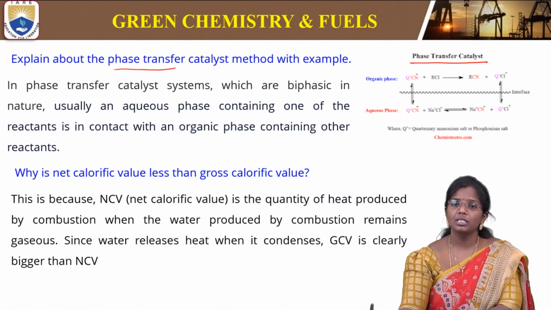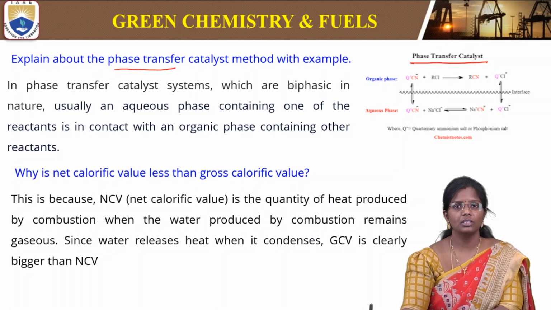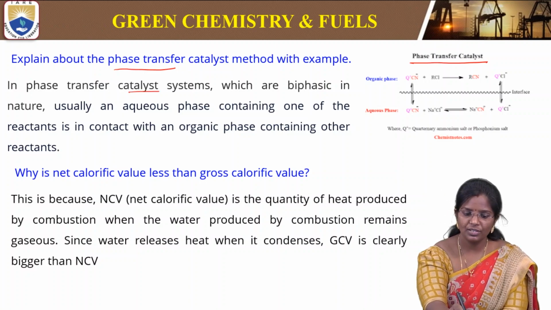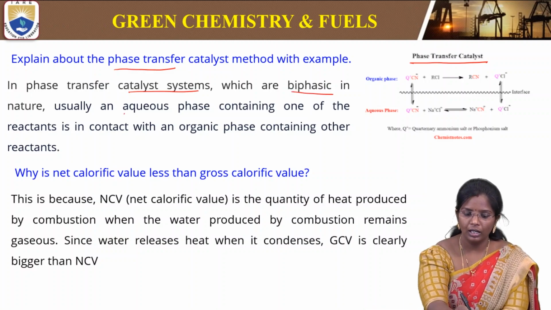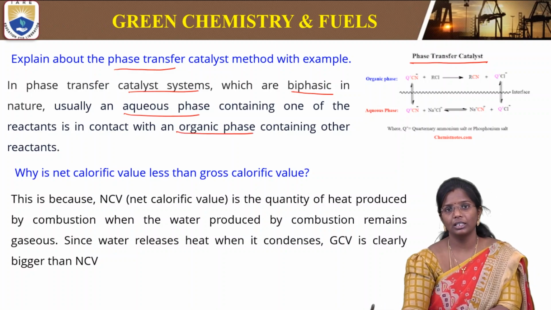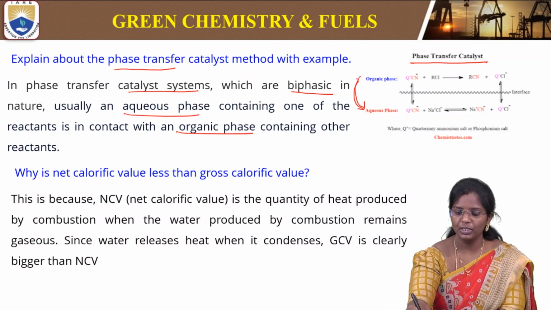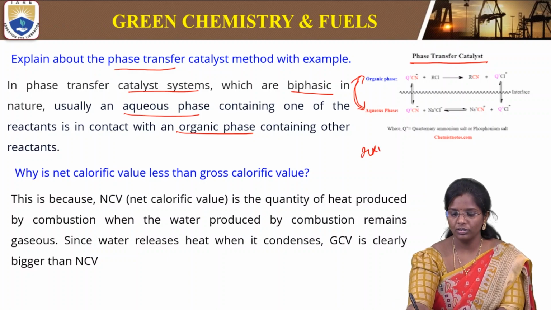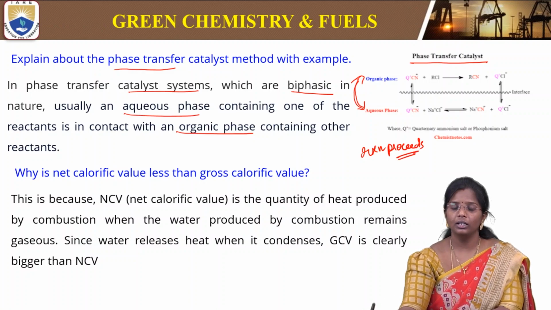Whenever immiscible solvents are present but we need to carry on the reaction, then we use this type of catalyst. In a phase transfer catalyst system, which is biphasic in nature, usually an aqueous phase containing one of the reactants is in contact with an organic phase containing the other reactants. They transfer between these two phases, and the reaction proceeds. This is how reactions which are not feasible are also made to react with the use of these phase transfer catalysts.